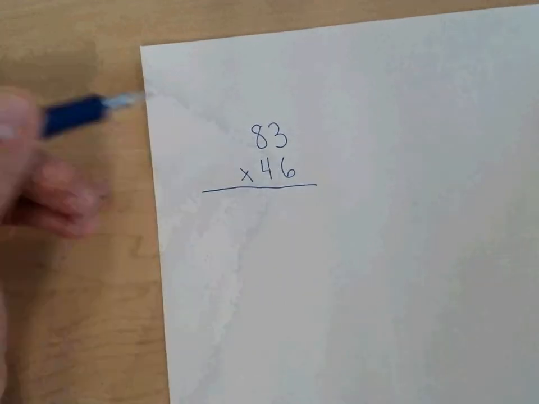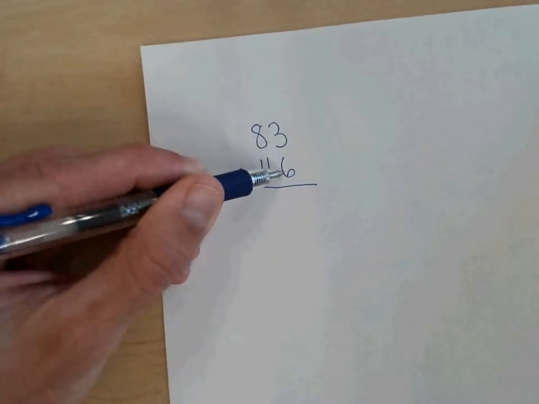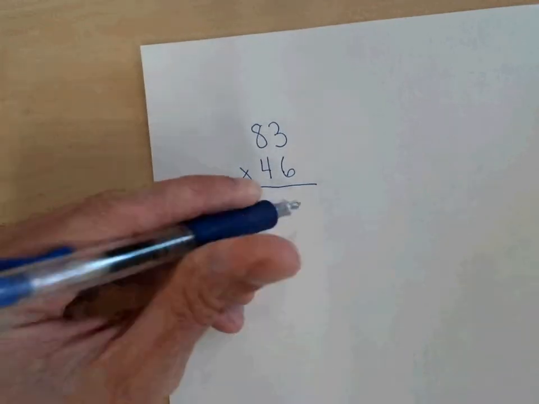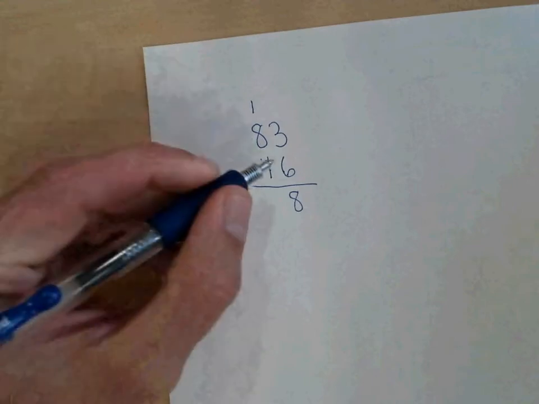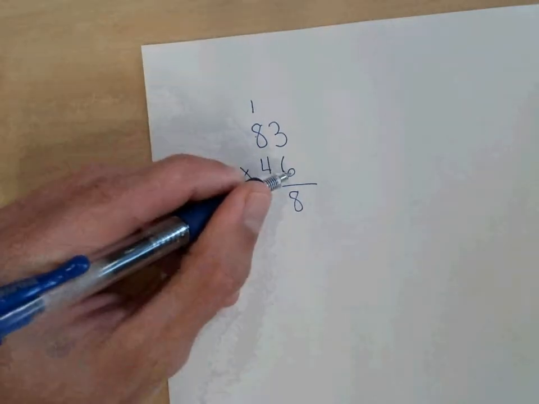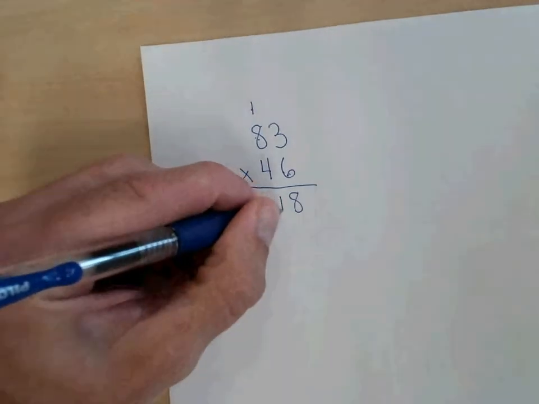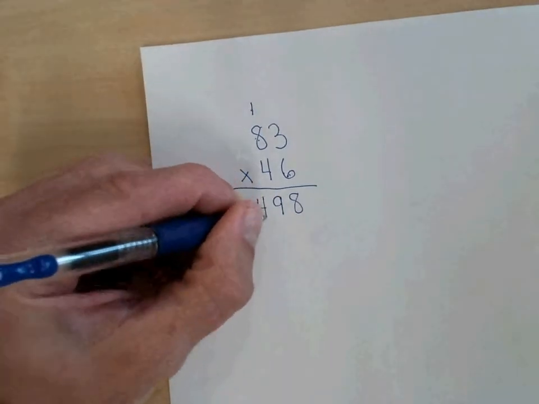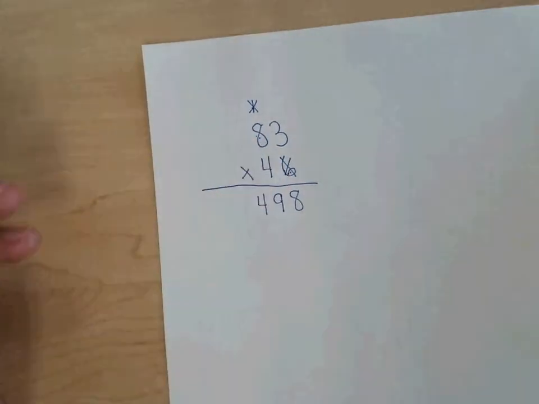So the students know that first you need to start with the ones and multiply ones by ones, which is 6 times 3, which equals 18. Then we carry the 1. Then what we do is ones by 10. 6 times 8 is 48, and then we add that 1 to make it 49. We go ahead and cross out the number that we carried and cross out the number in the ones.